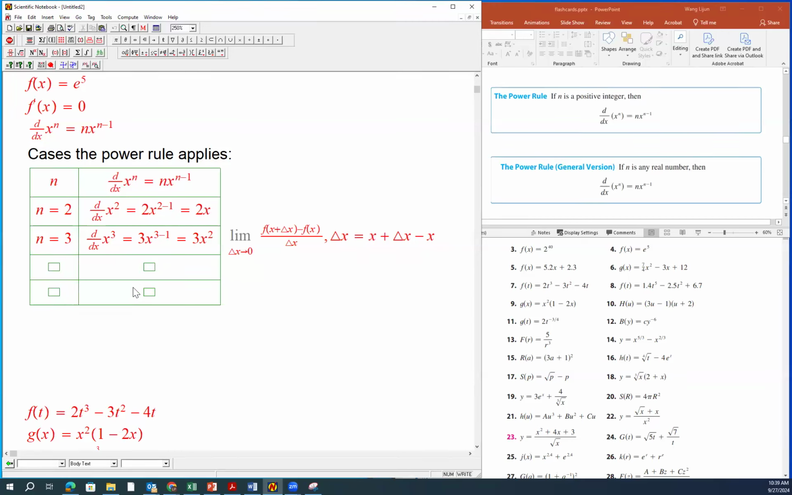Can n be fractions? Yes, n can be any number. It can even be 0. Yes, n can be 0. What happens if n equals 0?